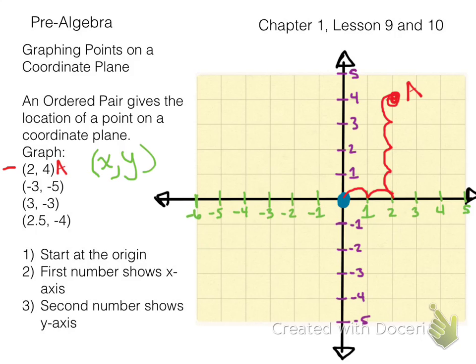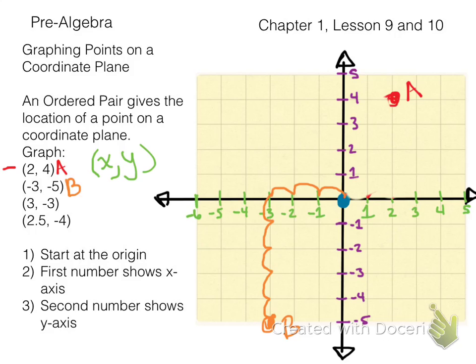I'm going to go ahead and erase how I got there. Okay, then let's do the next one. The next one I'm going to call letter B. B has a negative x and a negative y. So I'm going to start at the origin, and since the x is negative, I'm going to go to the left. Then, because the y is negative, I'm going to go down to 5. So that is point B.